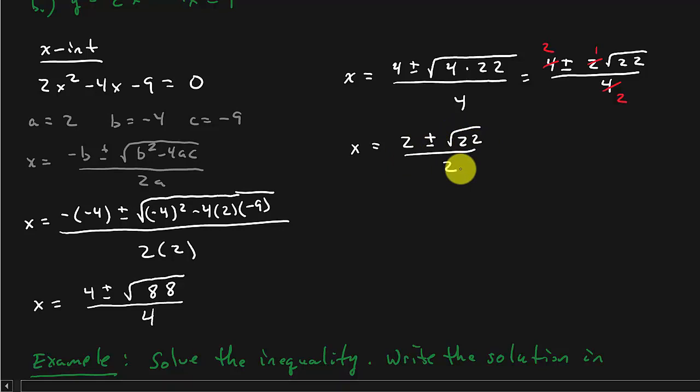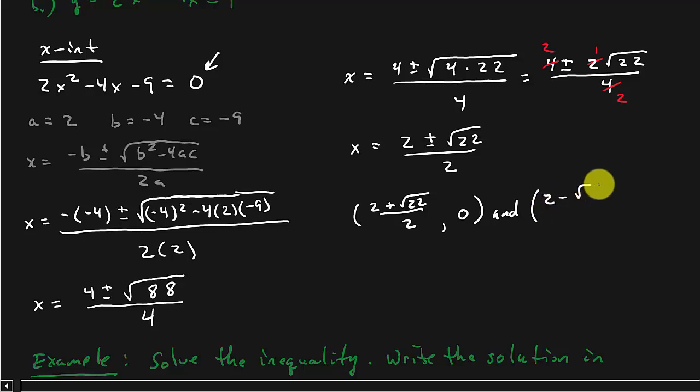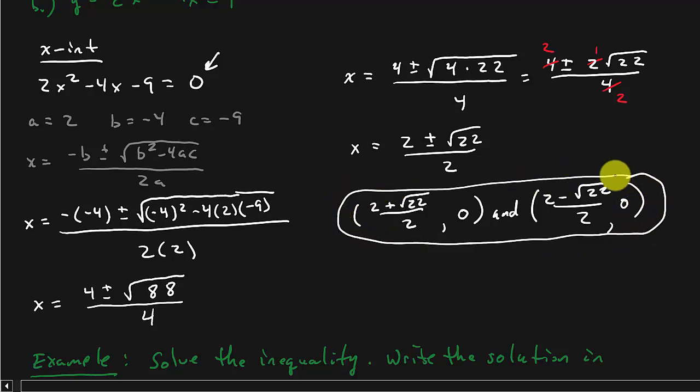Now, what's my x-intercepts? Well, it's going to be 2 plus the square root of 22 over 2. That's one x-coordinate, 2 plus square root of 22 over 2. Well, what was my y? Remember, y was 0. And 2 minus square root of 22 over 2, and my y-coordinate was 0. And so there's the x-intercepts.